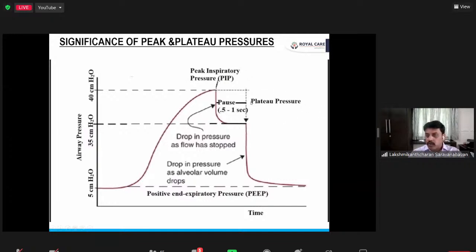But when you don't give this pause, the pressure being measured is your peak inspiratory pressure. That is the pressure at the level of your proximal airways, that is your trachea, bronchus, and the distal bronchioles, which is not very important for us. This doesn't cause a major problem to the patient. Even if the peak pressure goes up to 60 or 70 or 80, the patient doesn't get into a major problem. What is important is the pressure at the level of the alveoli.